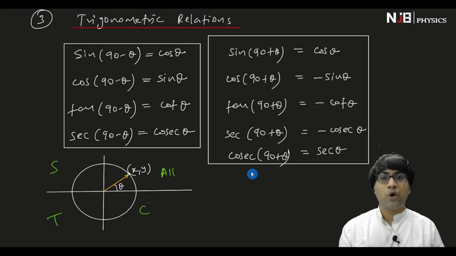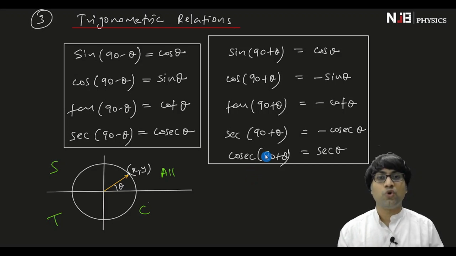Anyways, let's now talk about further trigonometric ratios. If it is, let's say, 180 minus theta, then how do we write it, and if it is 180 plus theta, then how do we write it?